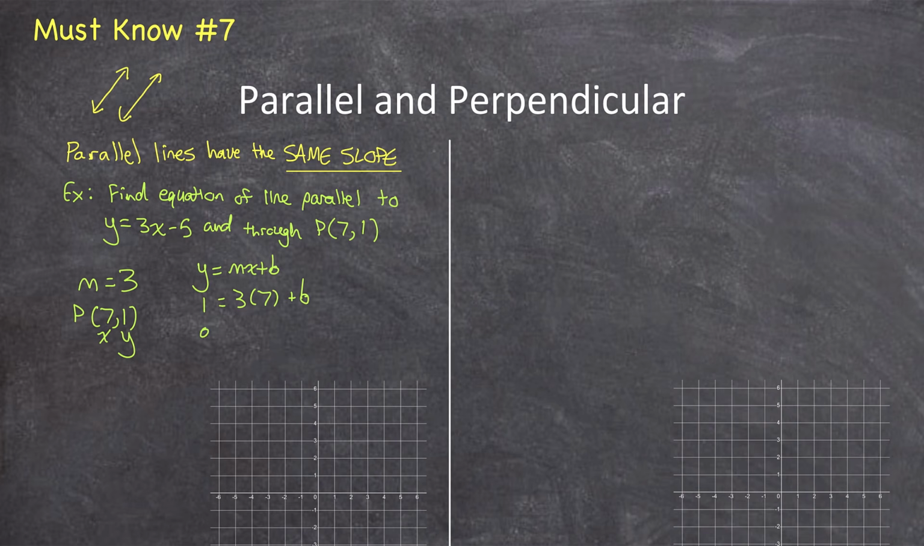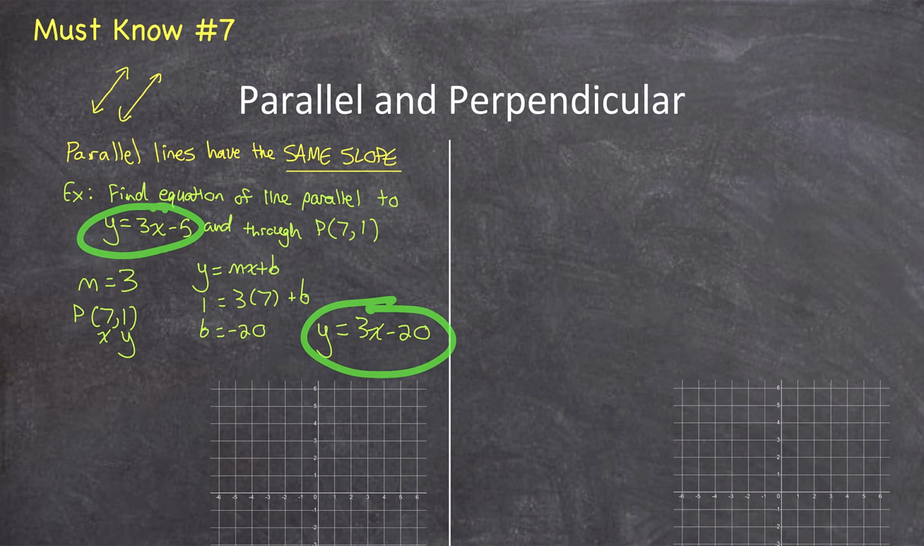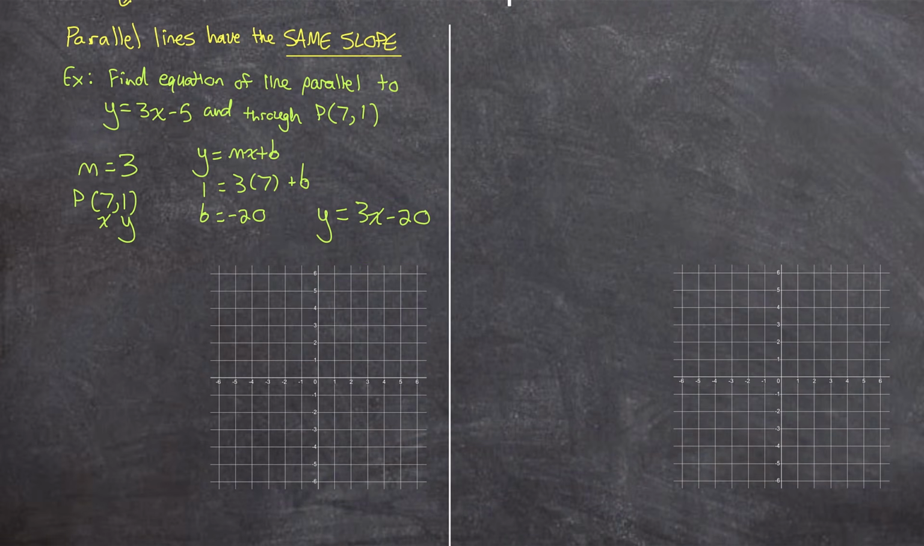If I solve this for b, I figure out b is negative 20, which means my equation is y equals 3x minus 20. And then I could quickly sketch the graphs of these two lines to show you that they're parallel to each other. Y equals 3x minus 5 has a y-intercept of negative 5 and a slope of 3, which means up 3, right 1. Y equals 3x minus 20 has a y-intercept of negative 20, which I'm not going to be able to fit on the screen here. But I do know it goes through the point 7, 1. And from there, I have a slope of 3 over 1 as well. So I could go up 3, right 1. Or I could think of it as negative 3 over negative 1, which means down 3, left 1.